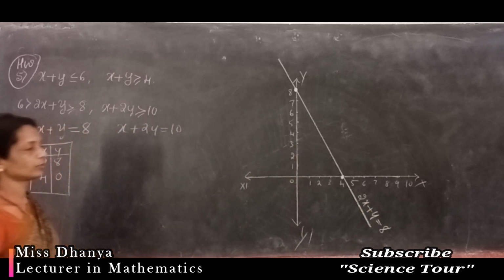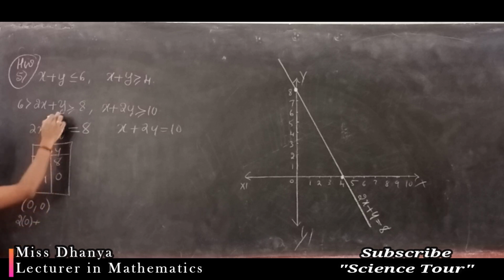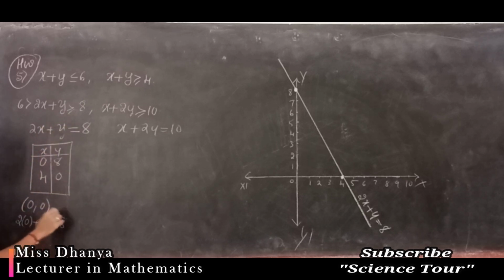Okay, now we have to find which half plane is the solution region for the first inequality. For that we take a checking point 0, 0, because the constant number is other than 0, you can take it. Easily you can check for this checking point. x is 0, y is 0. So then we get 2 into 0 plus 0 greater than or equal to 8. Left side simplifies to 0 greater than or equal to 8.